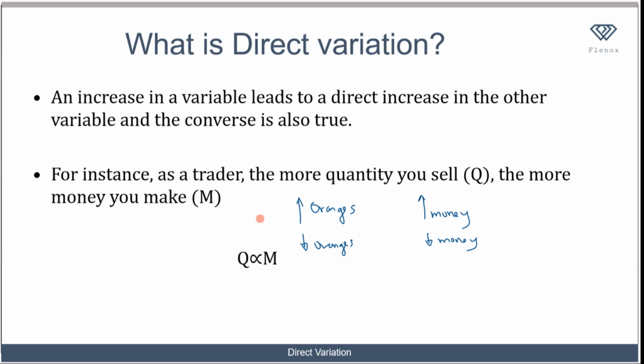So how do we write that? We make use of the proportionality sign, and we just write it out as the quantity Q is proportional to M. So what this means is that the quantity is directly proportional to M, meaning that as the quantity increases, the money increases, and as the quantity decreases, the money made also decreases.